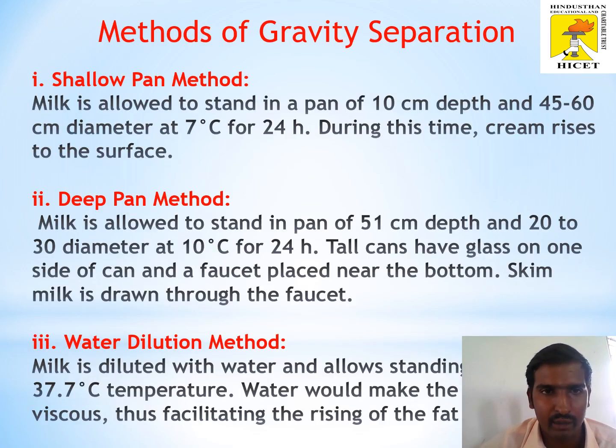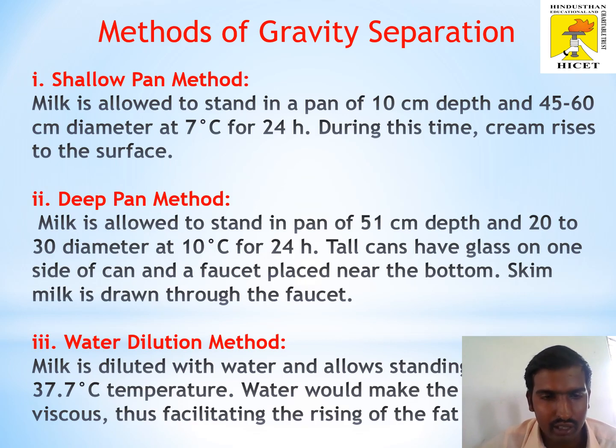The methods of gravity separation are the shallow pan method, the deep pan method, and the water dilution method. In the shallow pan method, milk is allowed to stand in a pan of 10 cm depth and 45 to 60 cm diameter at 7 degrees Celsius for 24 hours. During this time the cream rises to the surface. In the deep pan method, the depth is 51 cm and the diameter 20 to 30 cm, at 10 degrees Celsius for 24 hours. This is the difference between the shallow pan and the deep pan. Here the cream rises to the surface and the skim milk can be drawn through the faucet.